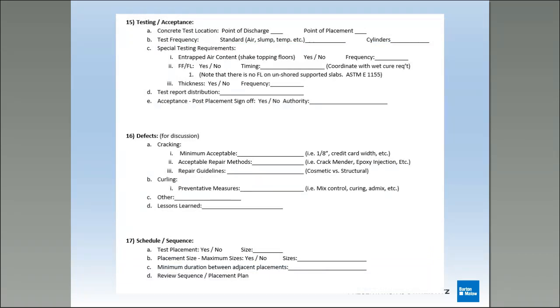Testing and acceptance. You're going to want to get into who is doing all of your testing on the project, who the reports are getting distributed to, and the frequency of the testing. If you look at test frequency and standard, air, slump, temperature, all three of those I'm going to want on every single placement. Frequency, typically depending on the size of the slabs, 50 yards would be a typical test. If I'm placing smaller placements, doing a 4-inch slab where 50 yards is my max, I'm probably going to get at least 2 tests in there. So maybe every 15 to 20 yards, get a test on the truck. And again, the report distribution, acceptance.